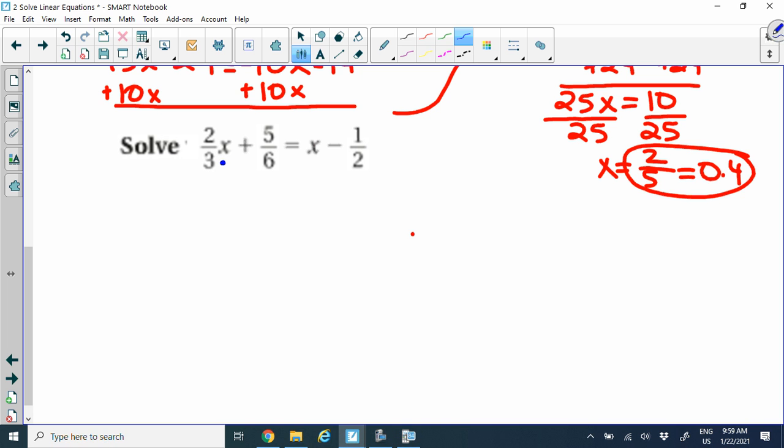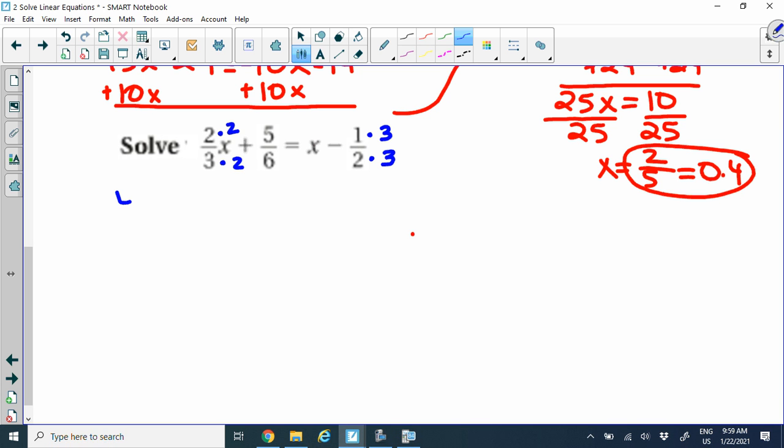In order to get 3 to 6, I need to multiply that by 2. Now, whatever I do to the bottom, I have to do to the top. So I'm going to multiply the top by 2 as well. For my second fraction, it is already a 6, so I don't need to change that. For my last fraction, I know I have to do 2 times 3 to give me 6, so I have to multiply the top also by that.